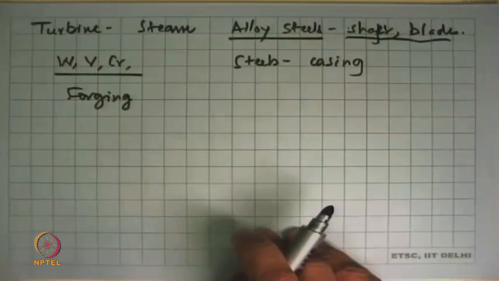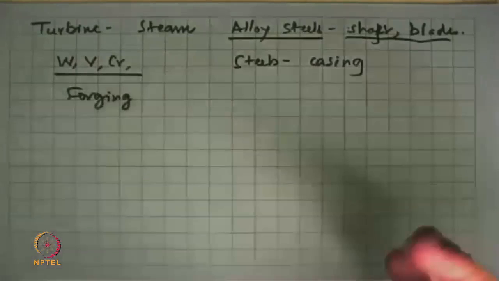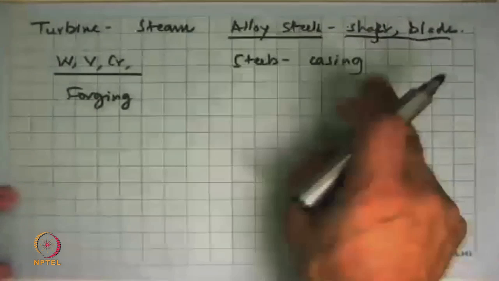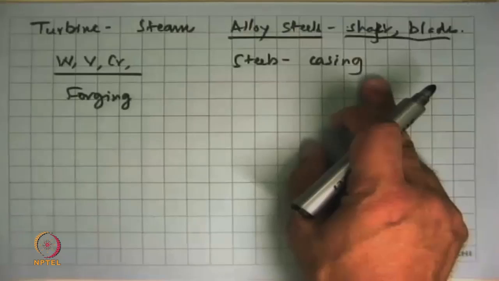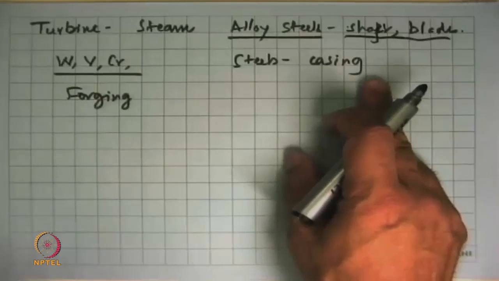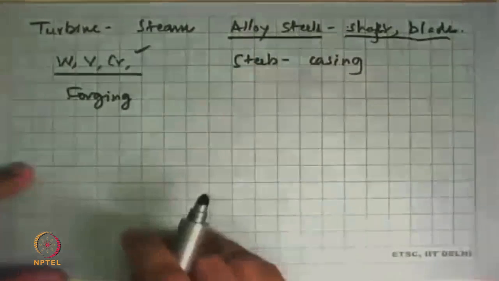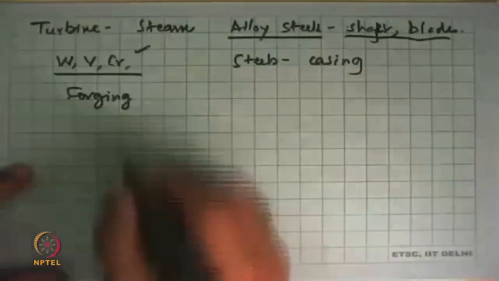Then they are machined and finally assembled to make a complete rotor. The casings are produced by casting, and after that they are machined, the blades are put in it, and the turbine gets done. So this is the material for steam turbines.